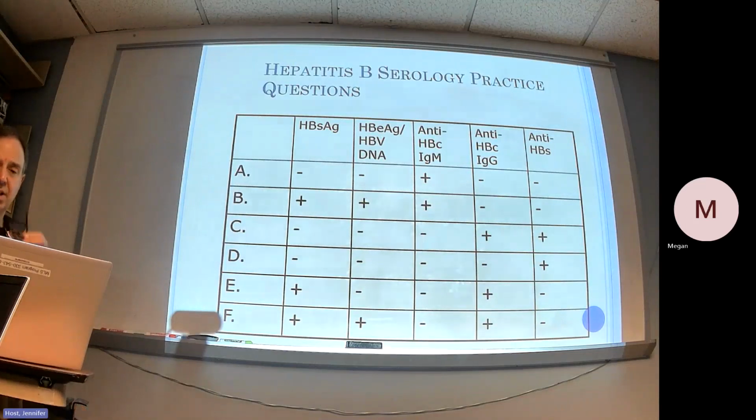All right, I will read the question. What is a patient with hepatitis B, who is not infective, don't worry about them, and is in the gap or the window period? Which one of these hepatitis B patients, A through F, would be in the window period and not infected?